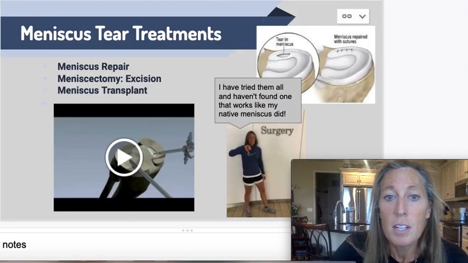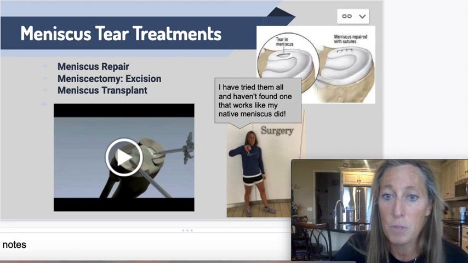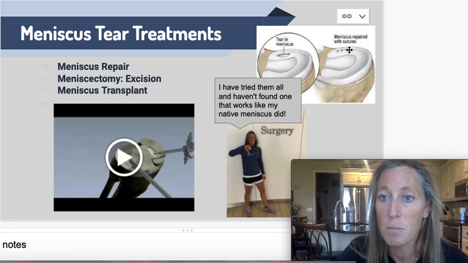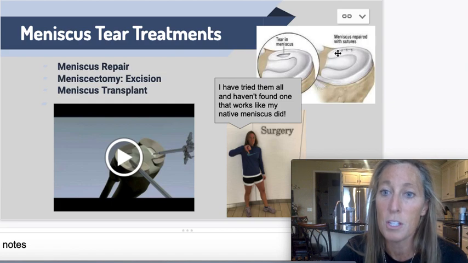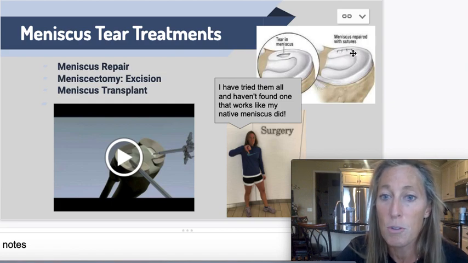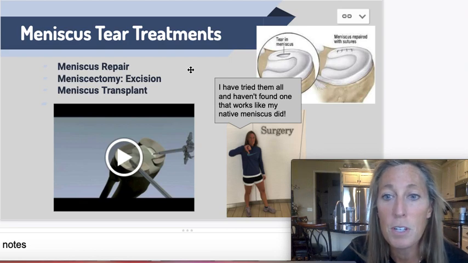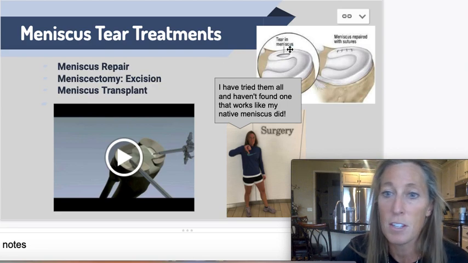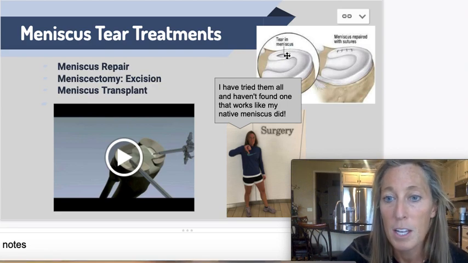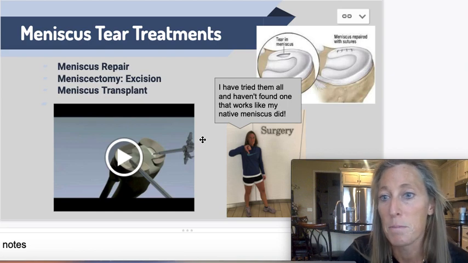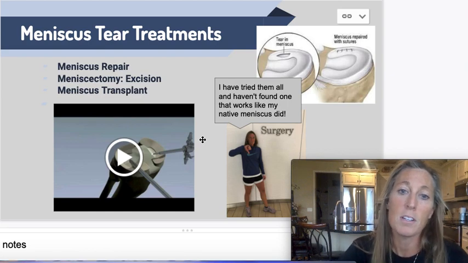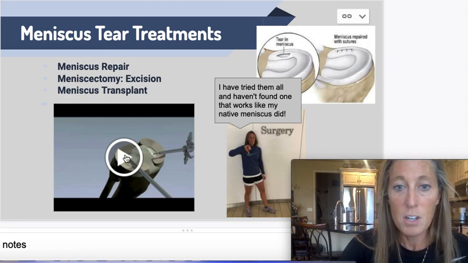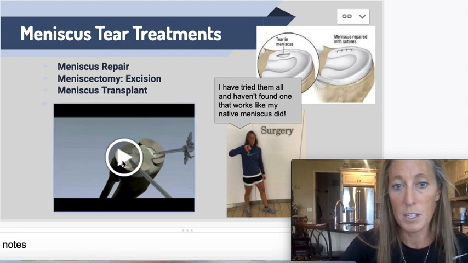Meniscus tear treatment. There are 3 things, as mentioned earlier. The doctors can repair it, and that would look like this. Meniscus repaired with sutures, and they literally just go in and sew it back together. Here's the tear. They're going to sew it back together. The second thing they can do is snip that part of the meniscus out. And then the third thing, if that doesn't work, if you have a subtotal or total meniscectomy, then they can do a meniscus transplant. There's a little picture of me. I've tried all of these and I haven't found one that works as good as my native meniscus. So if you can keep your meniscus, the better off you're going to be. We're going to watch, I believe this is a meniscectomy.